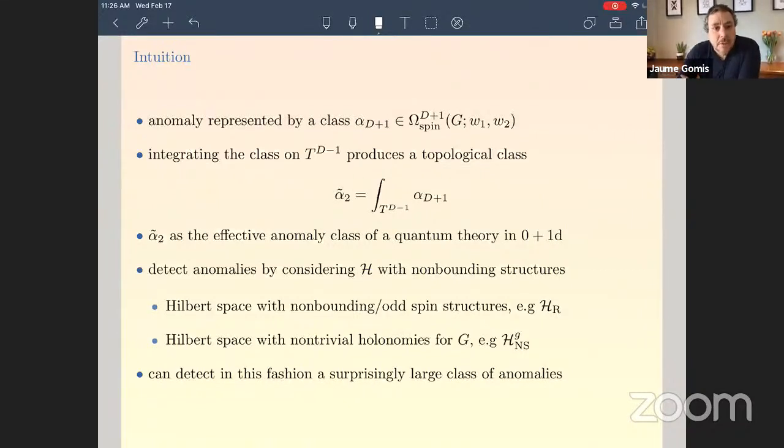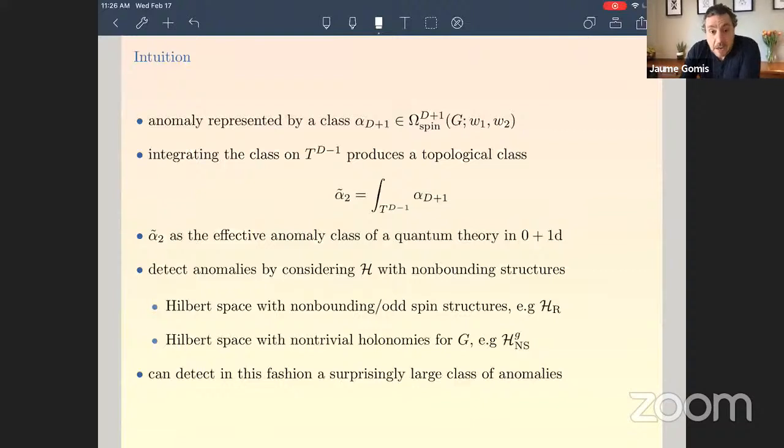All right, so let me give you some intuition of what kind of anomalies can be detected and where you should be looking for them. Okay, so heuristically, we already discussed that an anomaly is represented by a certain class that lives in this cobordism group. Now we're going to study the theory on a manifold, and since I'm a simple guy, I'm going to choose the simplest manifold, which is the torus. Now one thing you can think of doing is take this class and integrate it over the spatial manifold, a (d-1)-dimensional torus. And this spits out a class alpha-2 tilde. One way to think about this class alpha-2 tilde is that it is an effective anomaly class for a quantum theory in 0+1 dimensions. Okay.